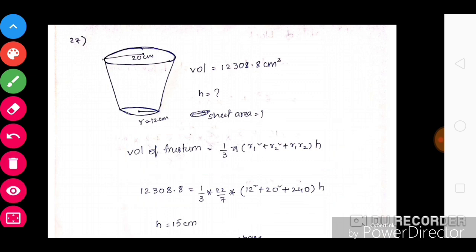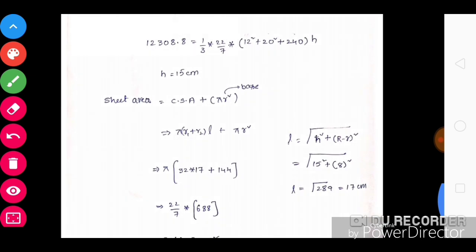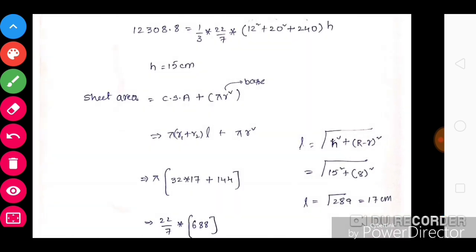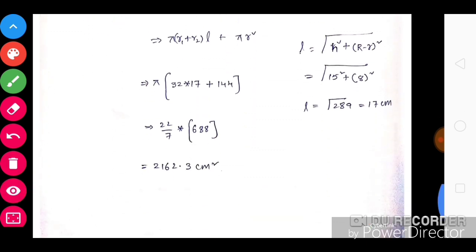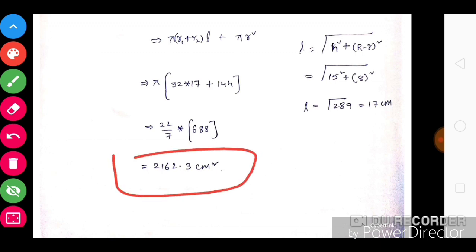And one more question they are asking is to find the sheet area. Sheet area means curved surface area of bucket plus base area. So the bucket base is also covered to hold water. So CSA plus pi r square. CSA we already know. CSA of cone is pi r l. CSA of frustum is pi into r1 plus r2 into l, plus pi r square. But we don't know l. Since we know h, we can find it by this formula. L is equal to root of h square plus r1 minus r2 whole square. So that is equal to 17 centimeters. So we can use it here and we can get the answer, 2162.3 centimeters squared.